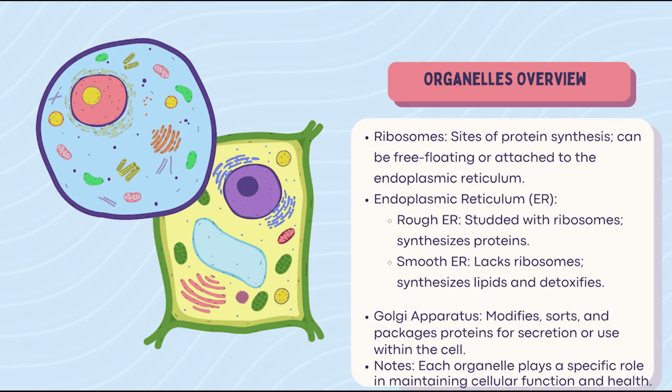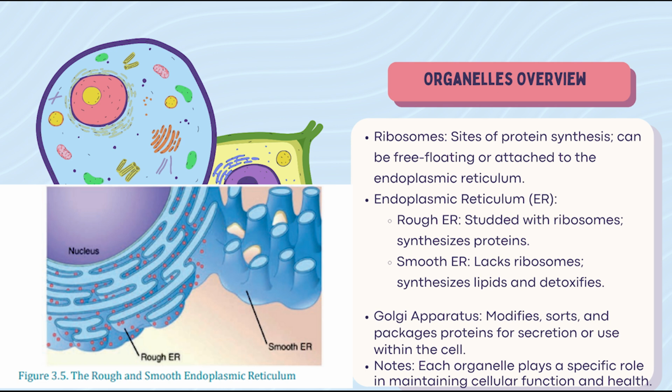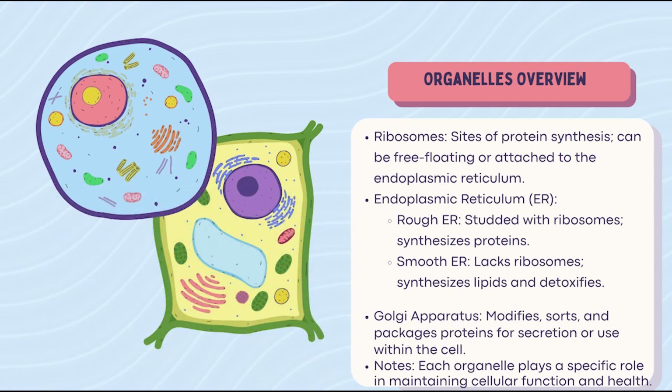Organelles overview. Let's go through some important organelles. Ribosomes are the protein factories of the cell. Rough endoplasmic reticulum makes protein and is covered in ribosomes. Smooth endoplasmic reticulum makes lipids and detoxifies the cell. Golgi apparatus packages and ships proteins like a post office, and each of these structures keeps the cell running smoothly.